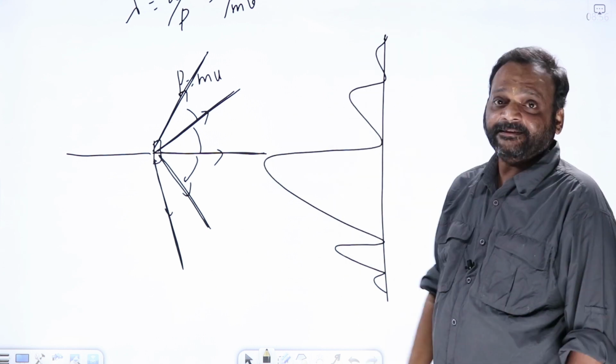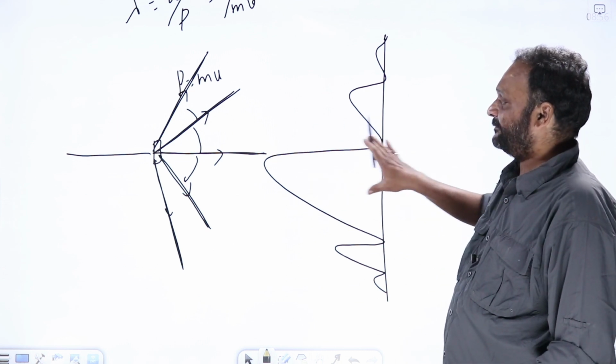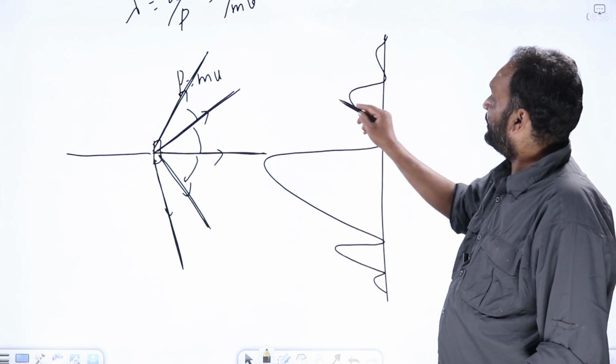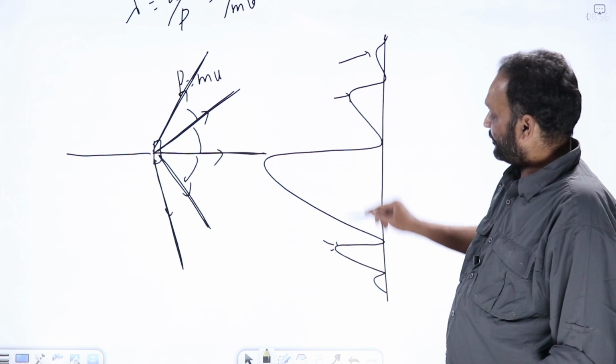A graph something like this. The intensity distribution was found to be like this. Most of the electrons are going in the straightforward direction. Some electrons are going like this, at some specific angle. Again, some electrons are going up to this point.